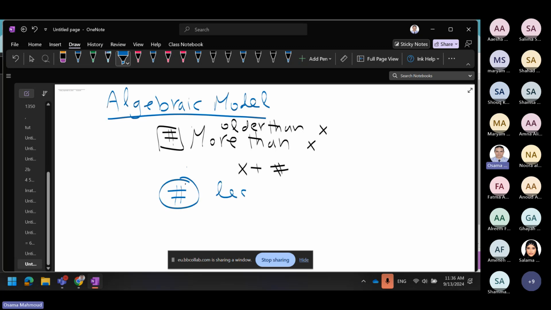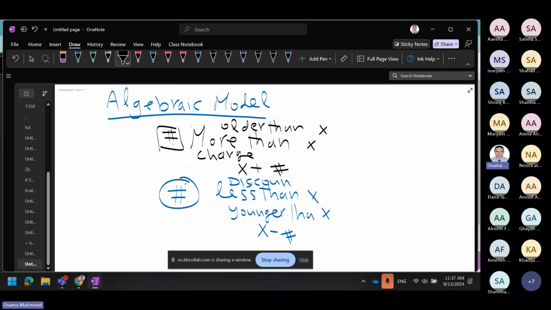If you say less than or younger than X, in this case you subtract this number from X. This is exactly like when you have a discount, you subtract the discount, right? But if you have a charge, you have to add the charge to the cost, right? And older or more than, sometimes they call it exceed, right? So the same idea. These are the keywords you have to catch.